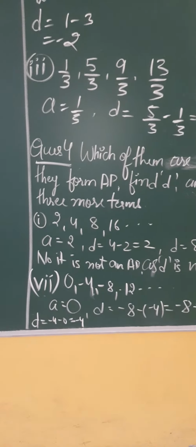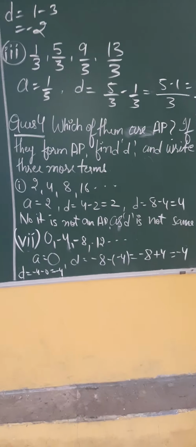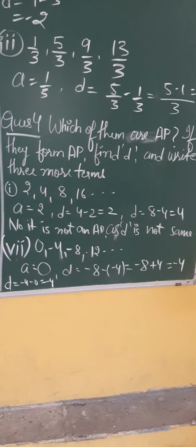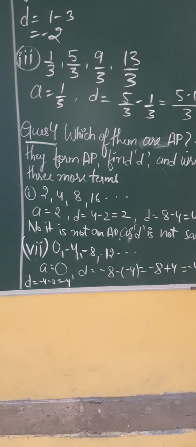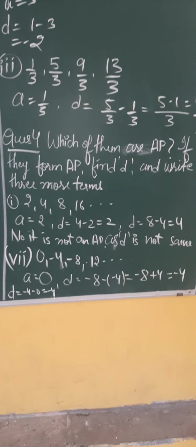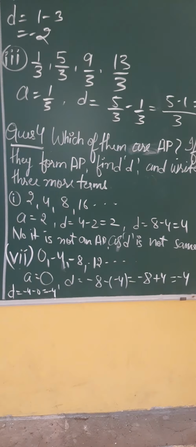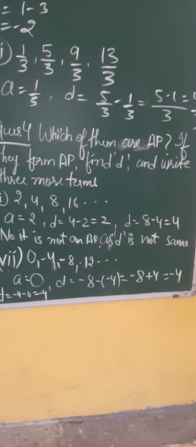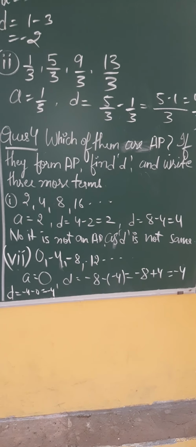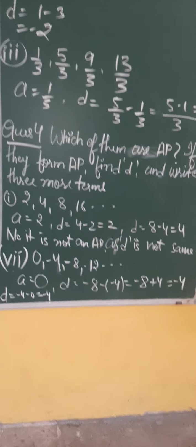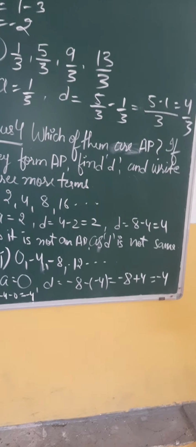Now see the first part: 2, 4, 8, 16. Now A is 2, calculate D. 4 minus 2, 2, very good. But 8 minus 4 is 4. Here the common difference is not the same. No, it is not an AP as D is not the same. You will write it like this. Got it?